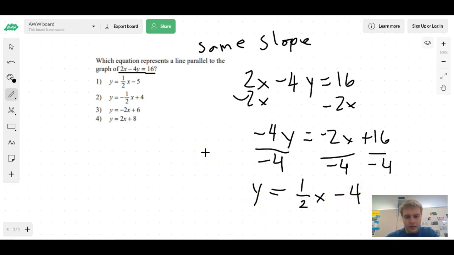Now when you're looking through that, there's only one equation that has the same slope, which would be number 1, because that's the only one that has a positive 1/2 slope. All the other ones have different slopes, so they will not work. Let's try the next one.